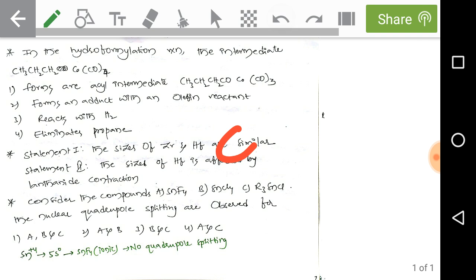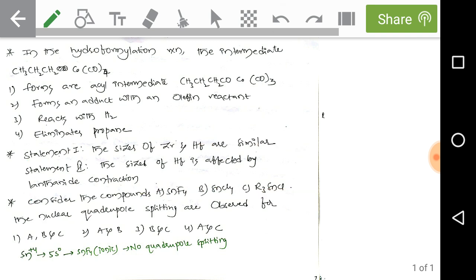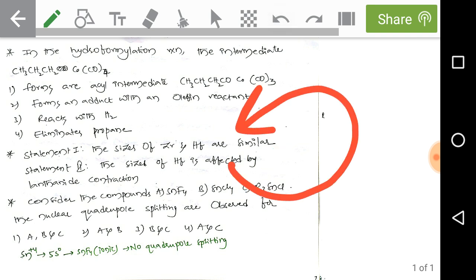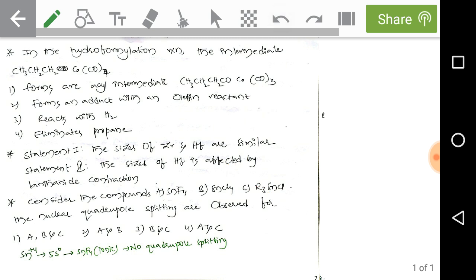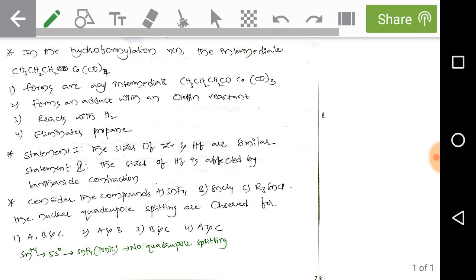Next question here. Statement 1, the sizes of zirconium and hafnium are similar. Statement 2, the size of hafnium is affected by lanthanide contraction. So both statements are correct, and the second statement is the correct explanation for the first statement, because hafnium size is affected by lanthanide contraction. That's why zirconium and hafnium have almost similar sizes.